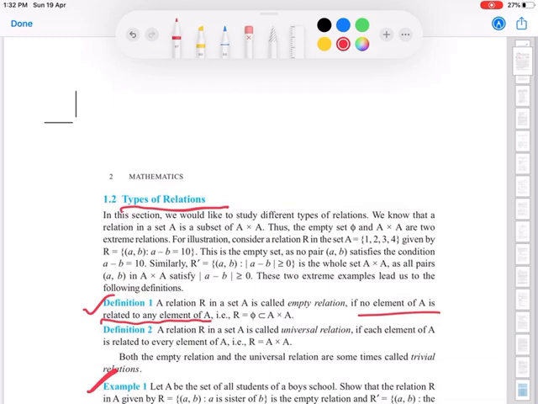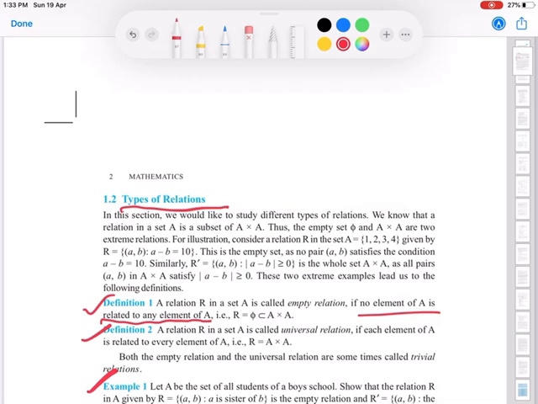Now we know that if A is the set of all students of a boys school, then there will be no girl in it, and therefore there can be no ordered pair (a, b). There can be no two boys in that school such that one boy is the sister of another boy. It is not possible. So therefore we will get here an empty relation.